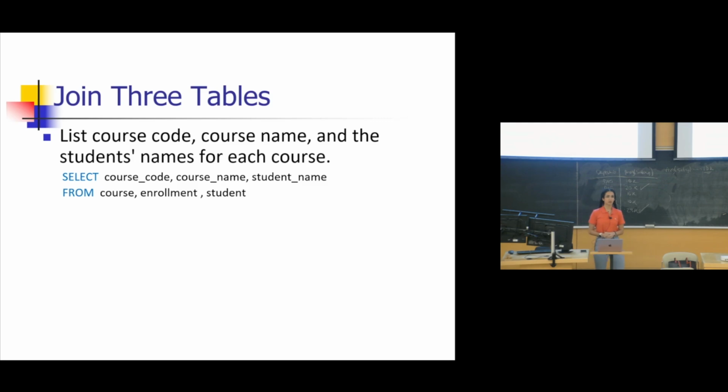Why did I select this from the enrollment? Why did I need to include enrollment here? So let's think about it this way. What if I write select course code, course name, student name from course, comma, student, where, right? Now here's where you have to link the two tables. What is the common field between course and student? Nothing, right?